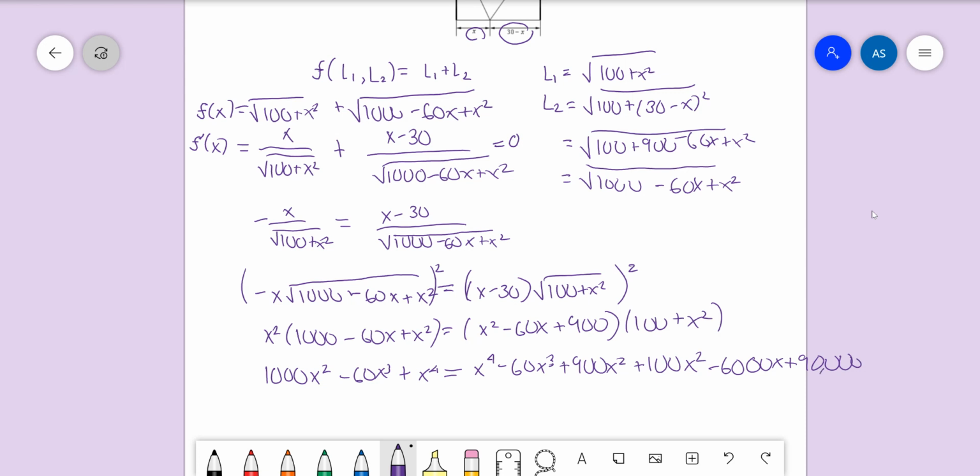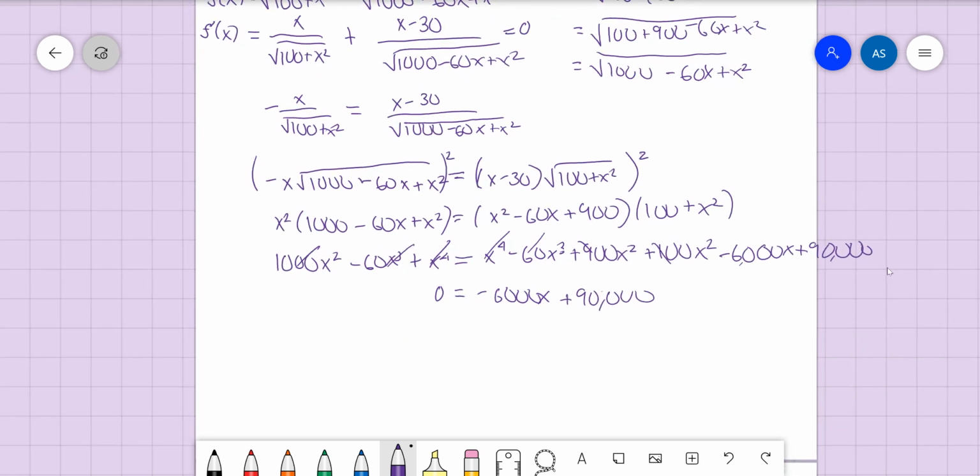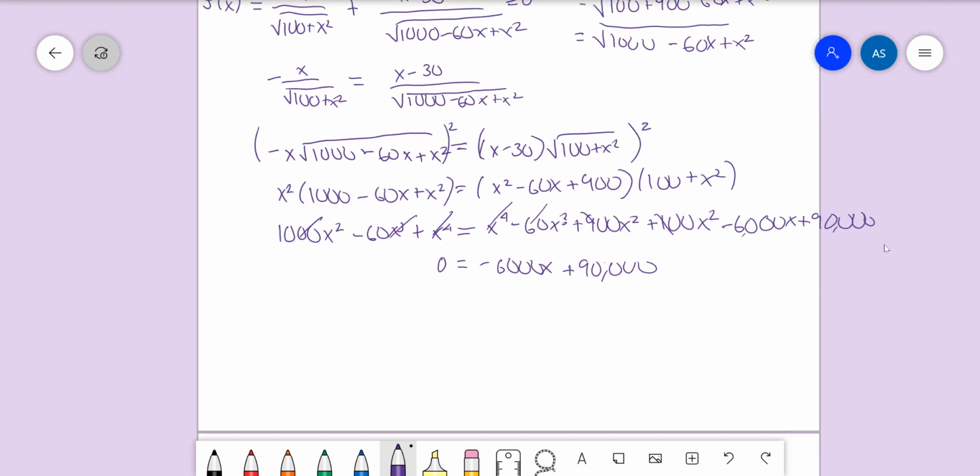90,000, good. Okay. So, nicely, a lot of things are going to cancel. The x to the fourth cancels, so those cancel. Then this 1,000 is actually going to cancel over here. That's also 1,000. So we're just left with 0 equals negative 6,000x plus 90,000. Alrighty. So solving for x, you're going to get x equals 15.